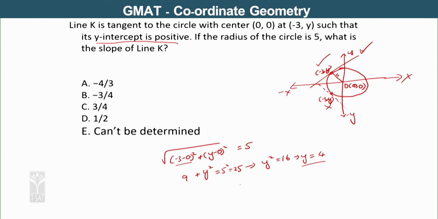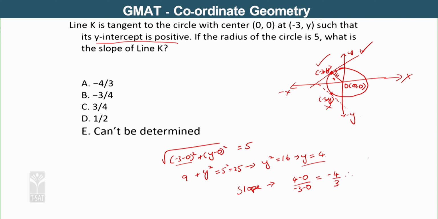Now, they are asking us what is the slope of line K. So, for the slope, the radius drawn to that point where the tangent is touching the circle is always perpendicular to the tangent. So, using the definition for perpendicular lines that we saw before, the slope of line 1 into slope of line 2 should be equal to minus 1. So, first let us look at the slope of this radius from O to this point minus 3 comma y. The slope will be y minus 0, that is 4 minus 0, divided by minus 3 minus 0, which is equals to minus 4 by 3. The slope of the radius is minus 4 by 3.